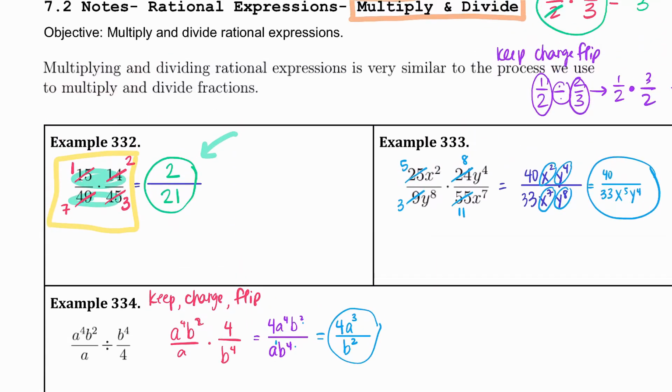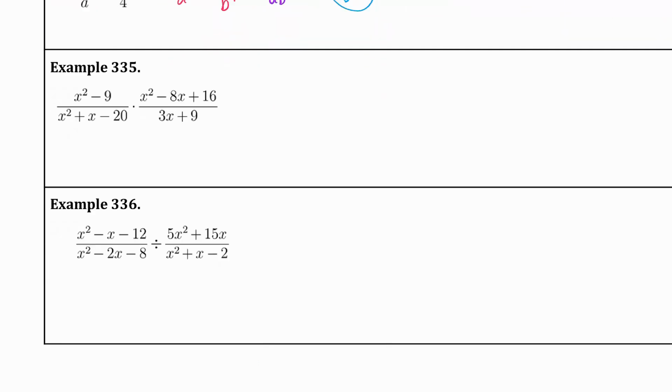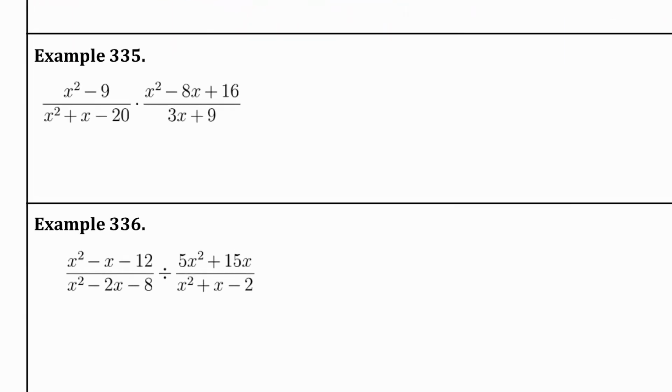Okay, so all of those so far, we are still just working with monomials. We have one thing on top, we have one thing on bottom. If you look at the next couple examples, we have polynomials. We have some binomials and trinomials on top and bottom. So when you see this, do not just multiply straight across. You're going to end up with something super complicated that's going to be hard to work with. So when we are multiplying rational expressions like this, it's going to be easiest if we factor first.